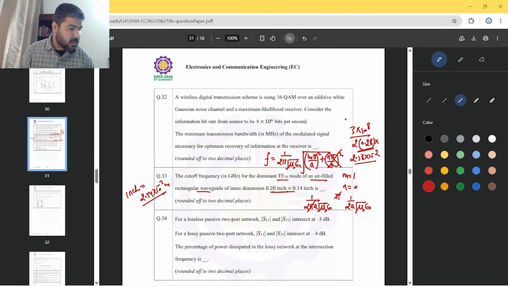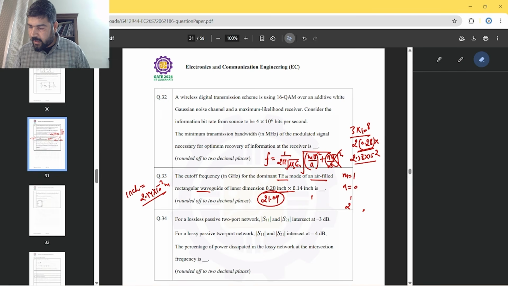So the answer comes out to be, from my calculation, 21.09. Okay, 21.09 gigahertz is the correct answer. You can solve it yourself and check whether the calculation is correct or not. I think this calculation is correct. Let's move to the next question. The next question is question number 34, and let me erase this part so that I can get some space for the solution.